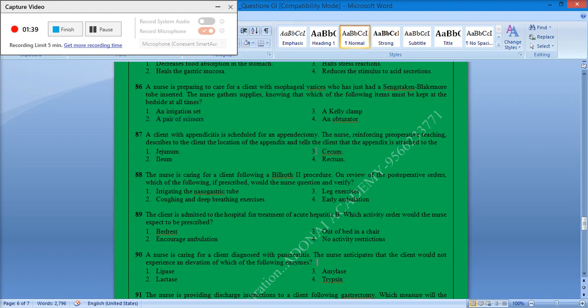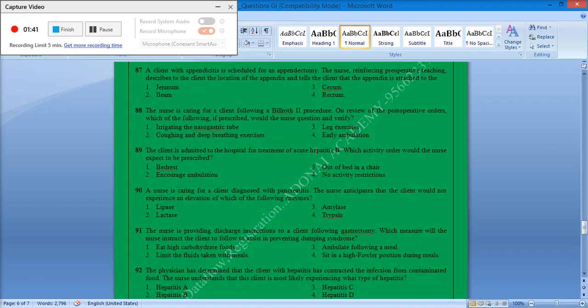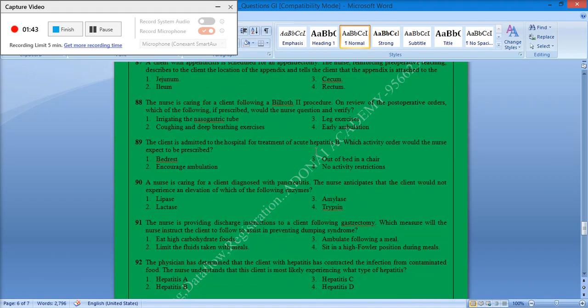88. The nurse is caring for a client following a Billroth 2 procedure. On review of the postoperative orders, which of the following, if prescribed, would the nurse question and verify? 1. Irrigating the nasogastric tube. 2. Coughing and deep breathing exercises. 3. Leg exercises. 4. Early ambulation. The correct answer is 1. Irrigating the nasogastric tube.